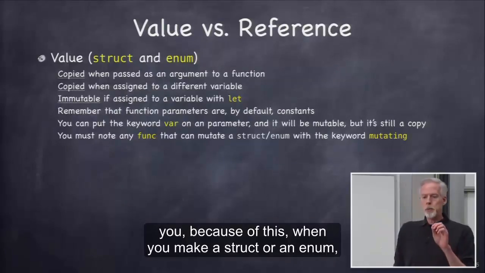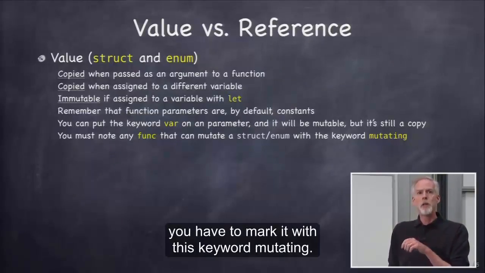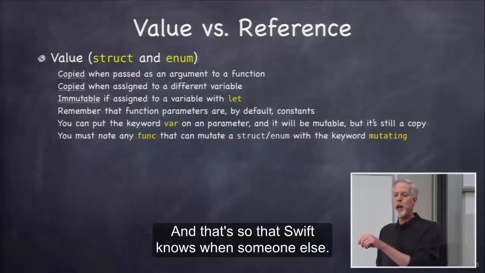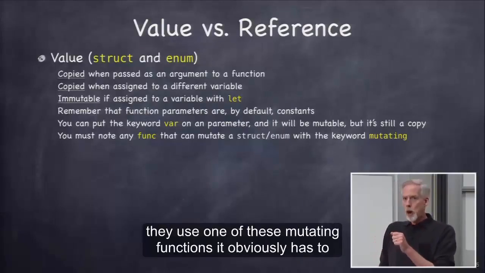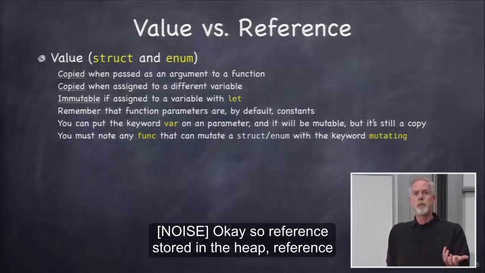Because of this, when you make a struct or an enum and you add a function to it that modifies it, you have to mark it with this keyword mutating. And that's so that Swift knows when someone else tries to use your enum or struct, if they use one of these mutating functions, it obviously has to be in a var, not in a let type variable, okay?